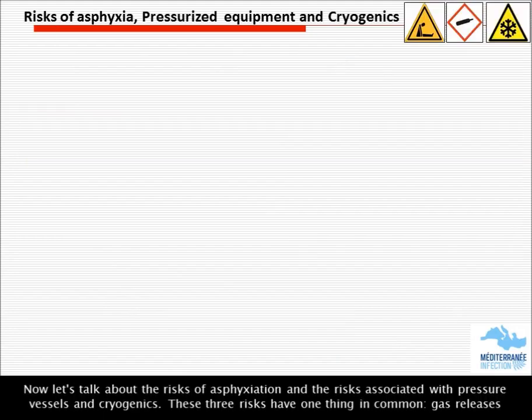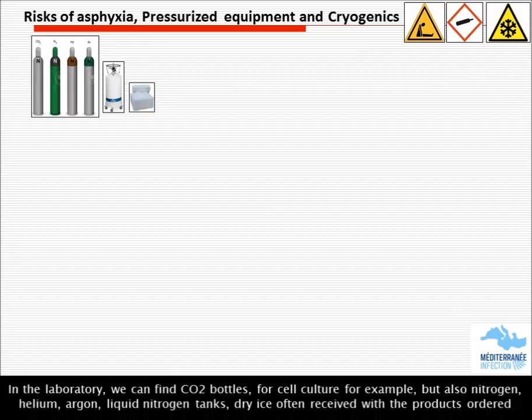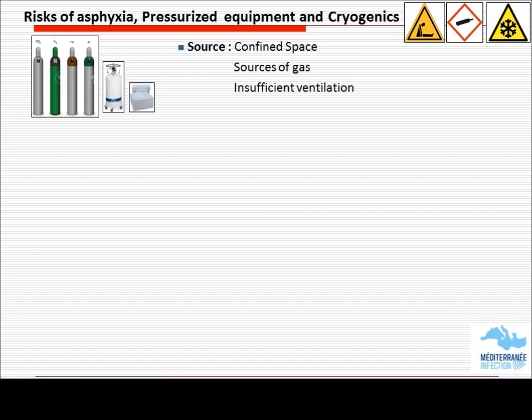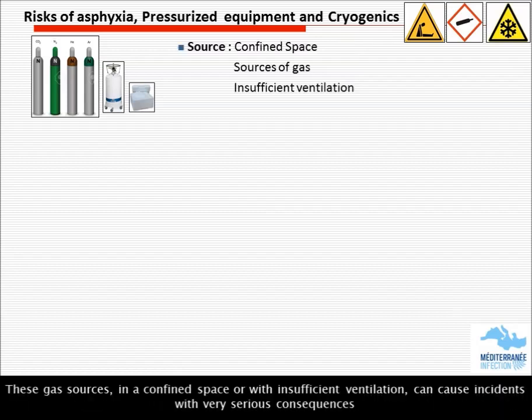Now let's talk about the risks of asphyxiation and the risks associated with pressure vessels and cryogenics. These 3 risks have one thing in common: gas releases. In the laboratory, we can find CO2 bottles, for cell culture for example, but also nitrogen, helium, argon, liquid nitrogen tanks, and dry ice often received with the products ordered. These gas sources, in a confined space or with insufficient ventilation, can cause incidents with very serious consequences.